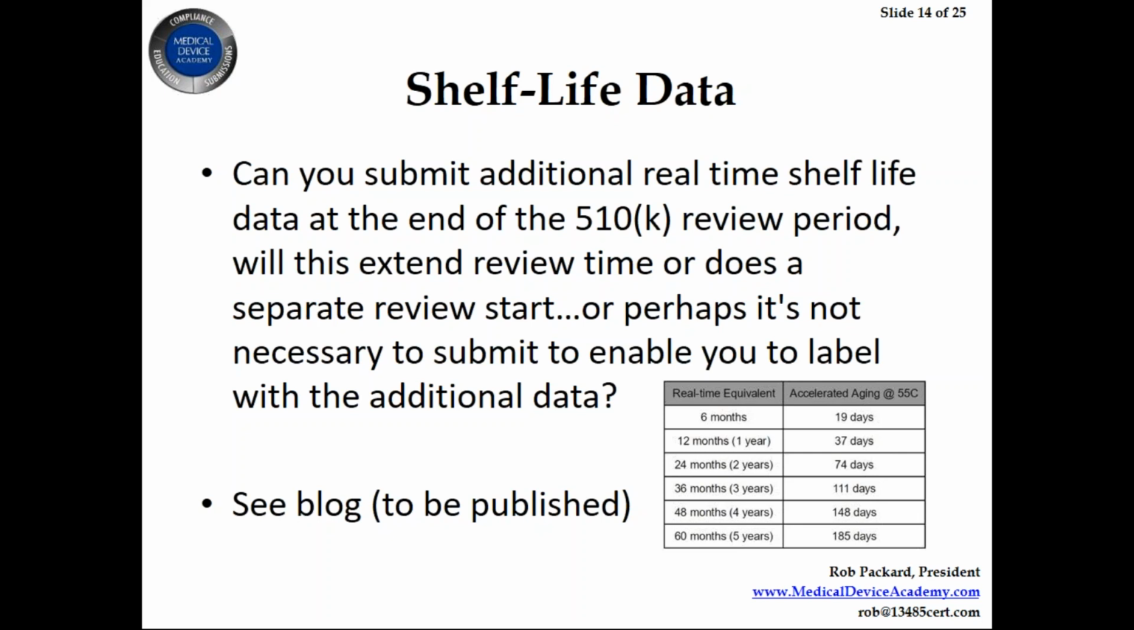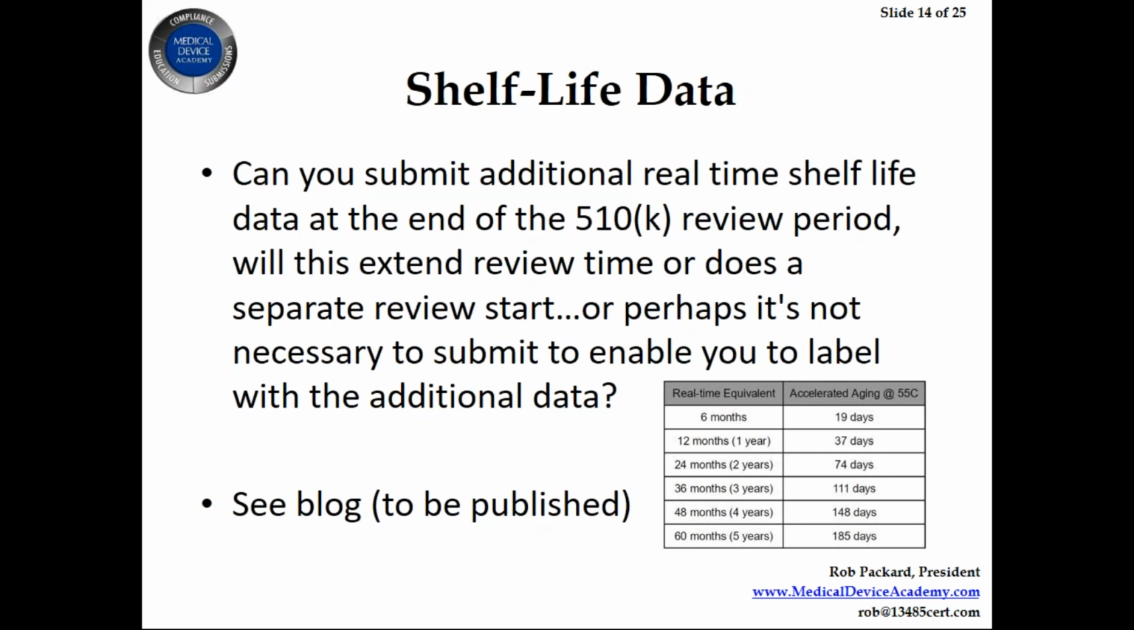And I've included a little table here at the bottom. It shows you the calculated, and this is using an actual formula that's recognized out there, for correlating accelerated aging at 55 degrees Celsius with real-time equivalent at 22 degrees Celsius. And so 6 months real-time is 19 days accelerated.